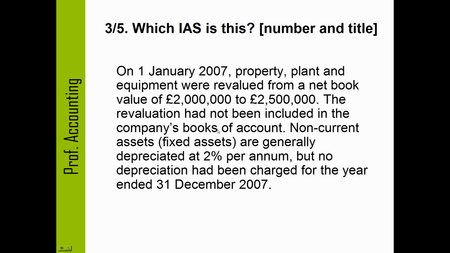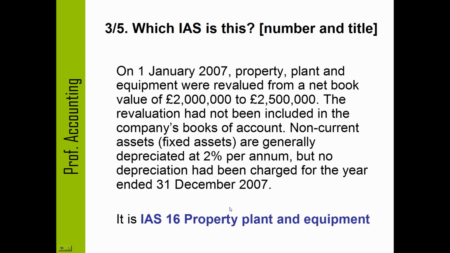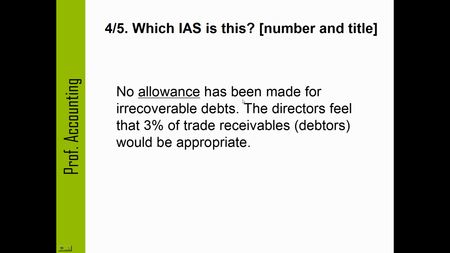Number 4. No allowance is made for irrecoverable debts. The directors feel that 3% of trade receivables, debtors, would be appropriate. So the clue is underlined. Allowance is a new word for provision. You don't have to use it, but it's used because if they mention provision, it's a bit obvious. So which standard has provision stated in the title? Well, it's IAS 37, isn't it? So a provision for irrecoverable debt, which is bad debts. IAS 37: provisions, contingent liabilities, and contingent assets.